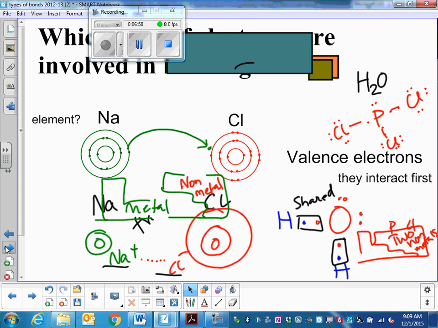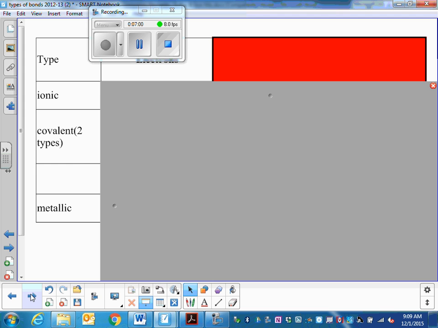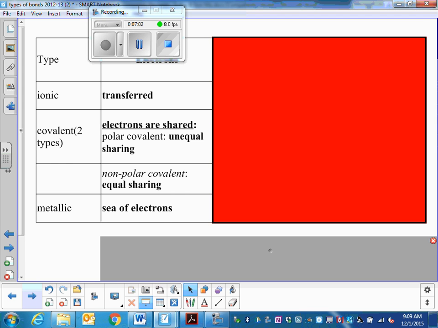True. All right, let's make sure that we write all this down. They are transferred, there is unequal sharing, and there is equal sharing. We will come to what is metallic bond in a little bit. Did you understand what the word transferred means?